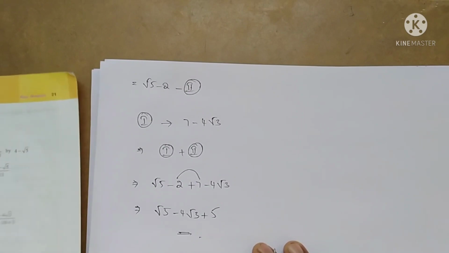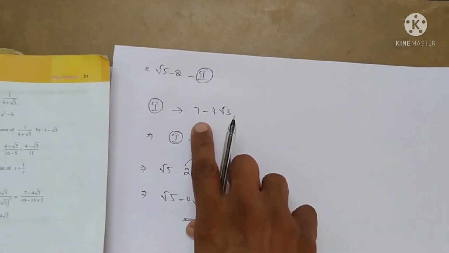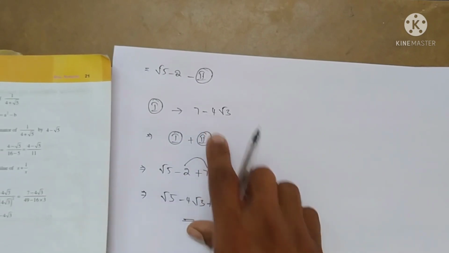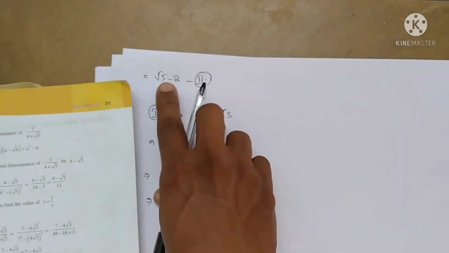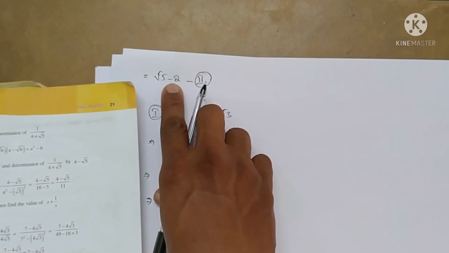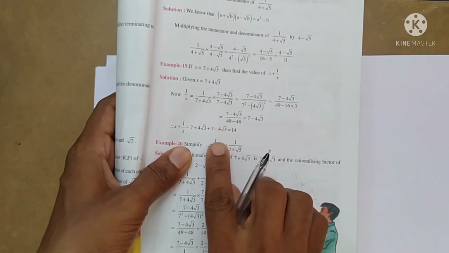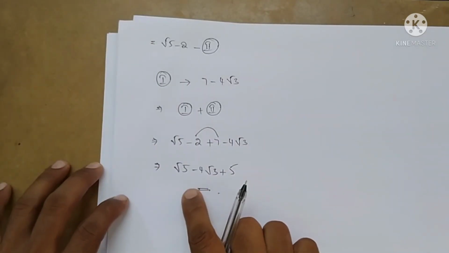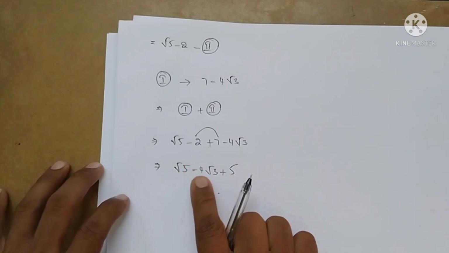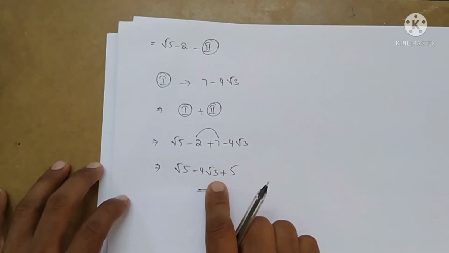So here equation first one result is 7 minus 4 root 3. Equation second one result is root 5 minus 2. So add equation 1 and 2. So finally we get root 5 minus 4 root 3 plus 5. This is the final result.